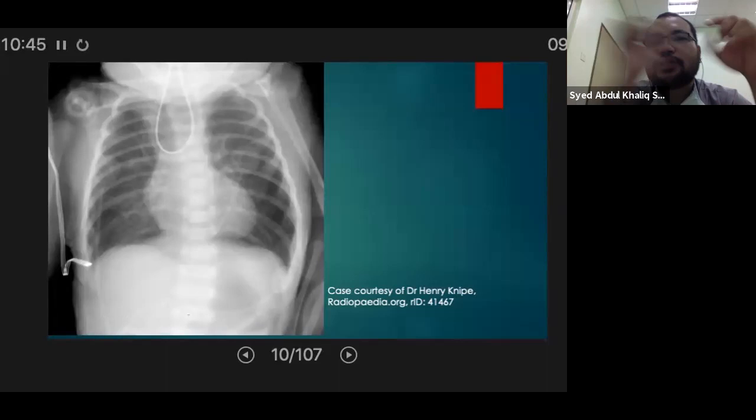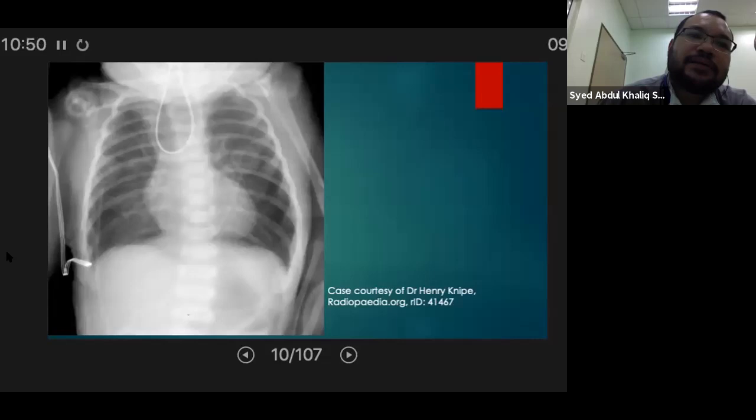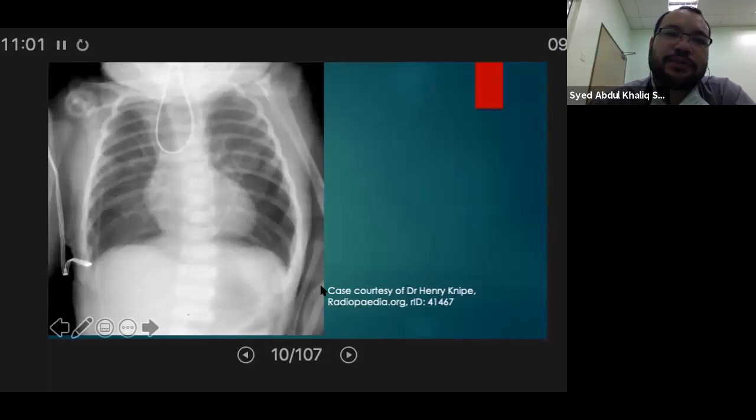So what happens is the child will always get aspiration, micro aspiration, and come with aspiration pneumonia and all those things. So this is because of the tracheoesophageal fistula. Okay, clear.